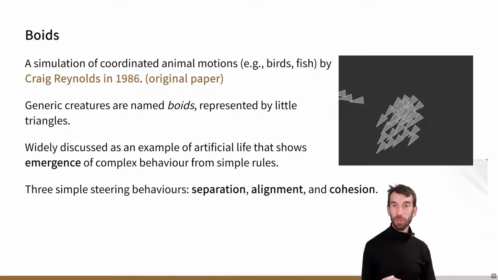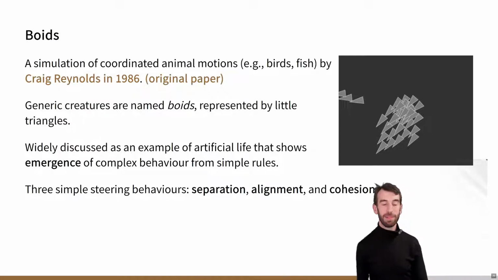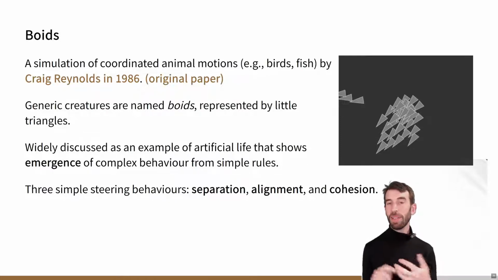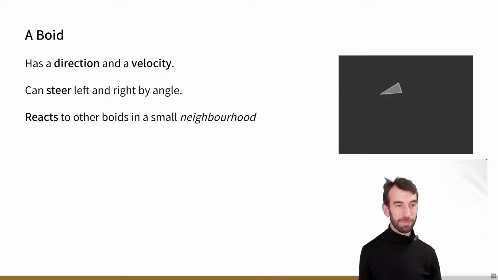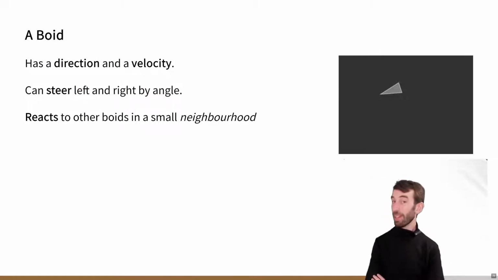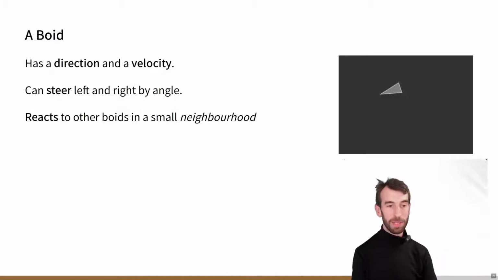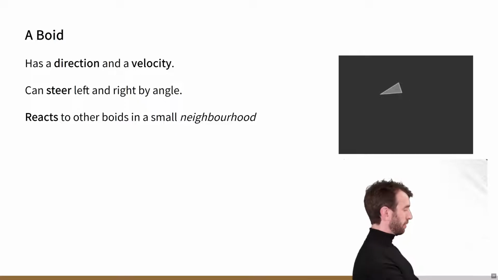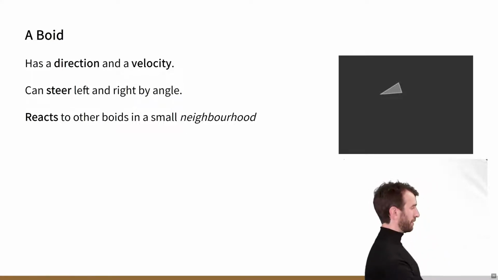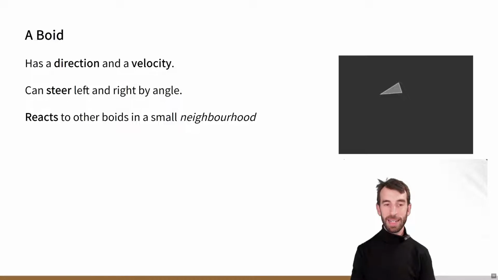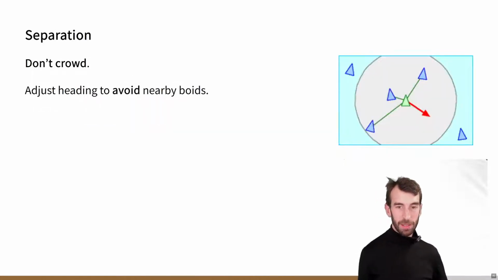Each Boid moves, it has a direction and a speed, and they have simple steering behaviors, 3 simple behaviors. One's called separation, one's called alignment, and one's called cohesion. So we'll have a look at these 3 behaviors, and then we'll have a look at some code and try to break it down a bit and see what's happening. Each Boid has a direction and a velocity, and it's always moving around the world. And each Boid can steer left and right by an angle. So if its heading is 0, then it can go 90 degrees this way or minus 90 degrees that way. And then each Boid will have a small neighborhood around it where it can sense the other Boids and sense where they are. So here's the one Boid and its little neighborhood here.